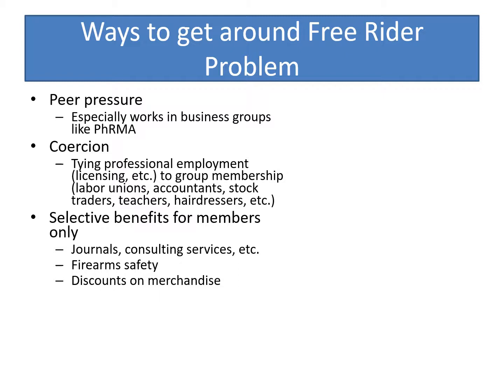A little bit more subtle ways of getting around the free rider problem have to do with offering selective benefits that are either professionally or personally helpful or desirable for members only. So this can run the gamut from professional organizations that provide members with maybe a professional journal or some kind of a way to take professional development that's required. The National Rifle Association teaches firearm safety courses that are available to members, either solely to members or at a discount.